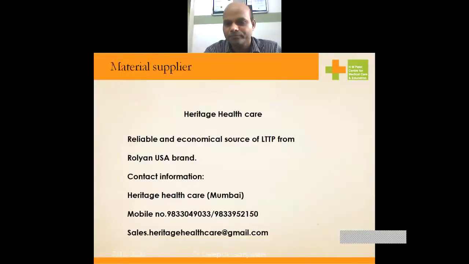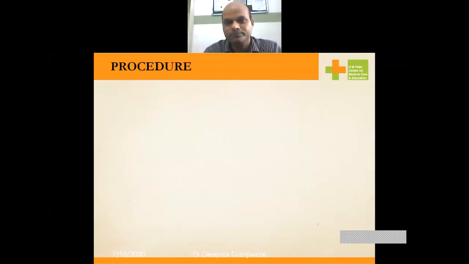The material supplied for this splinting is from Heritage Healthcare, a reliable and economical source of low temperature thermoplastic foam. It is the Royal US brand. You can contact Heritage Healthcare to order the low temperature thermoplastic sheets. They give a mobile number, and you can also email heritagehealthcare@gmail.com. Now we'll start the procedure.